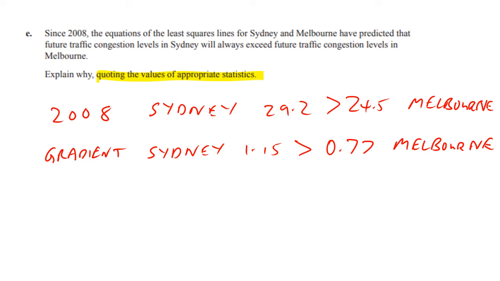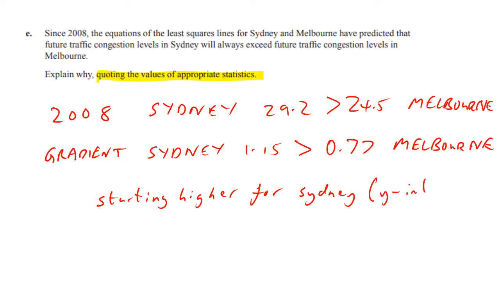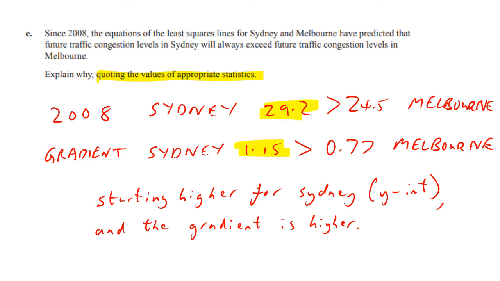So you're starting higher for Sydney, because that's your intercept. That's the y-intercept. And the gradient is steeper, or gradient is higher. So because you're starting at a point and you're going to keep going higher, there's no way that Melbourne can ever beat Sydney. Sad.